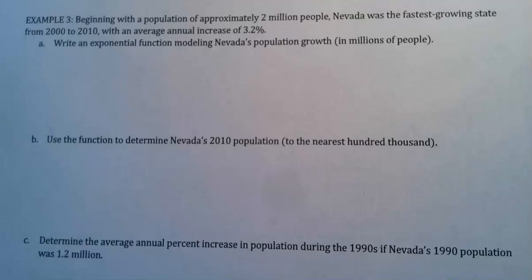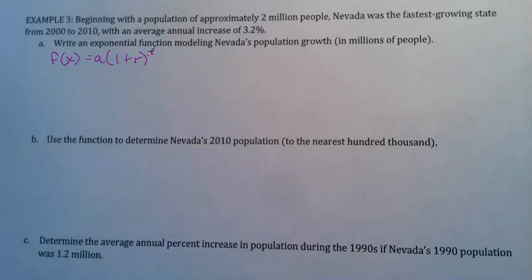With an average annual increase of 3.2%. So in example A here, we want to write an exponential function modeling Nevada's population growth in millions of people. Okay, so first of all, we want to use that same formula that we've been using, right? f of x equals a times the quantity 1 plus r to the power of x. Okay, so we're using that. And we want to know what all those parts are.